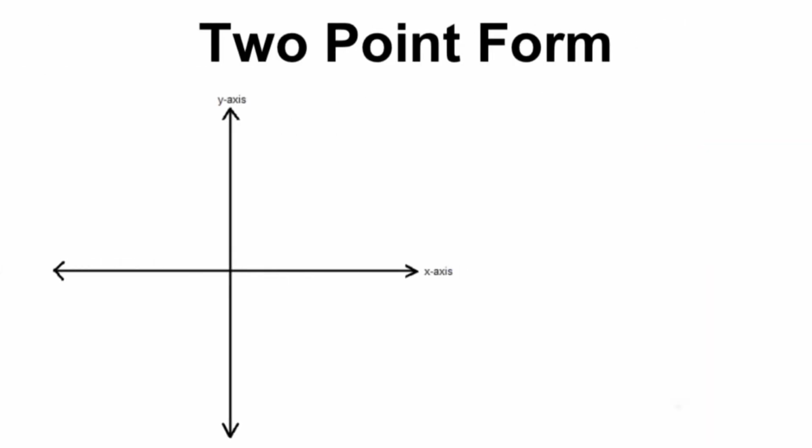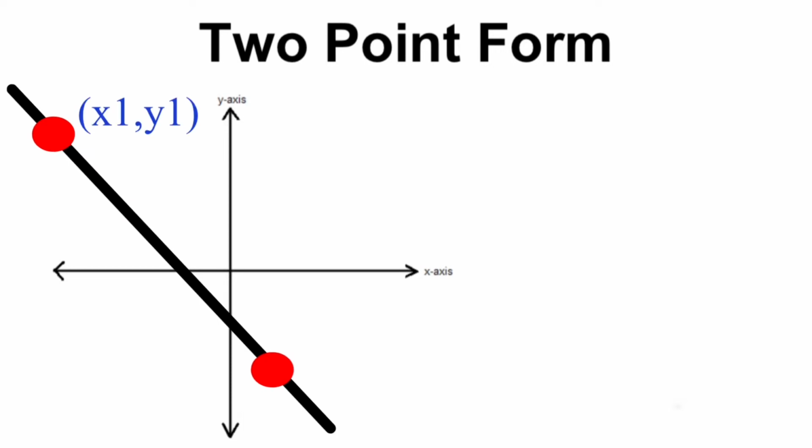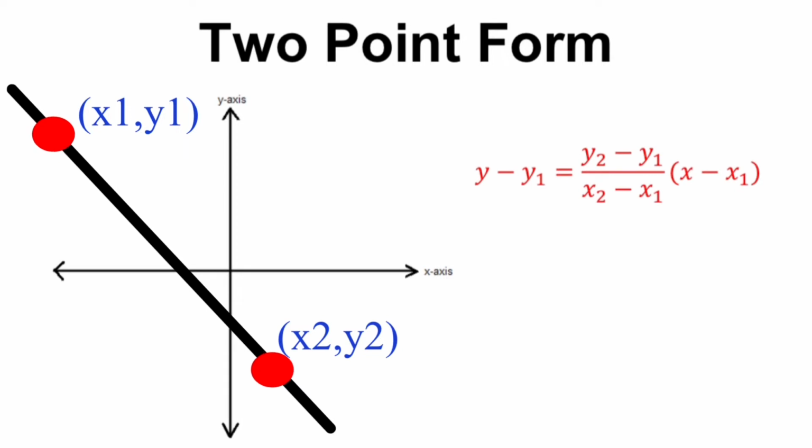The third form is related to the point-slope form. This is just an expanded point-slope form. If we are given two points, we label the coordinates of the first point as (x1, y1) and the second point as (x2, y2). We can determine the equation for this line by plugging into this equation: y minus y1 equals y2 minus y1 over x2 minus x1, times the quantity x minus x1.